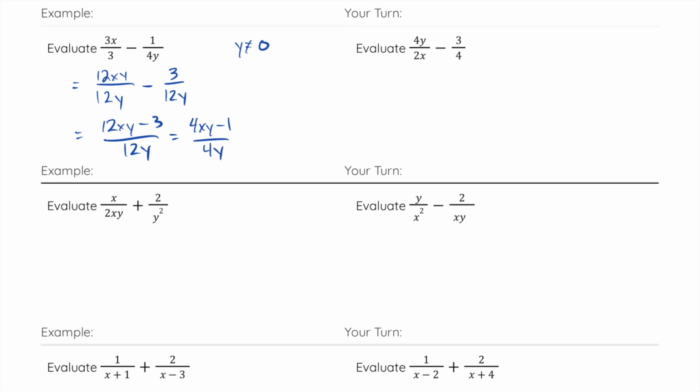So pause the video and try the one on the right. And so this one we should end up with 8y minus 3x over 4x, and there's no more simplifications there.